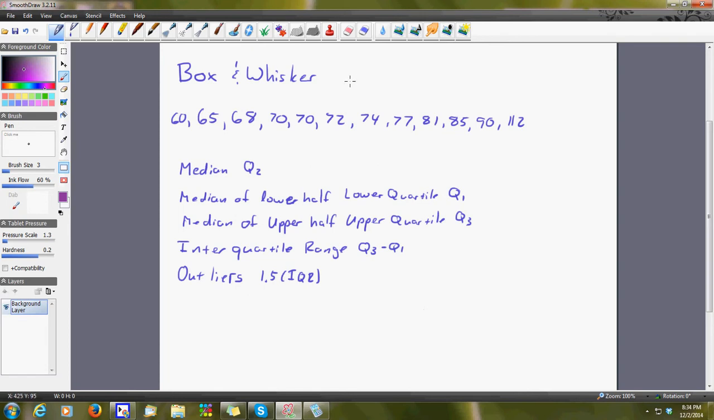Let's say these are the weights of some small lions, all right? I have 1, 2, 3, 4, 5, 6, 7, 8, 9, 10, 11, 12. I have 12 small lions, all right? So what I'm going to do is draw a box and whisker plot.